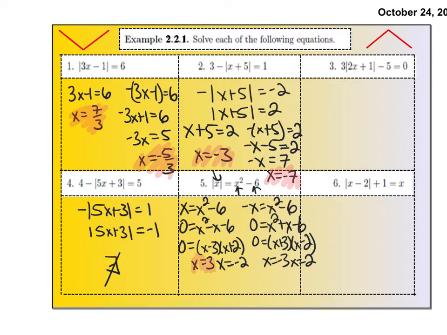I like this one. Okay, if I were to plug in negative 2 for the absolute value of x... of course it won't let me erase. If I were to plug in negative 2, I would get the absolute value of 2, and then I would get 4 minus 6, which equals negative 2. So that doesn't work. Negative 2 is out.